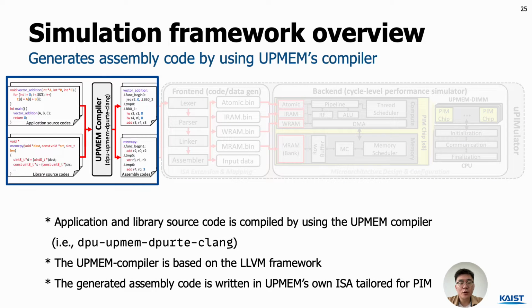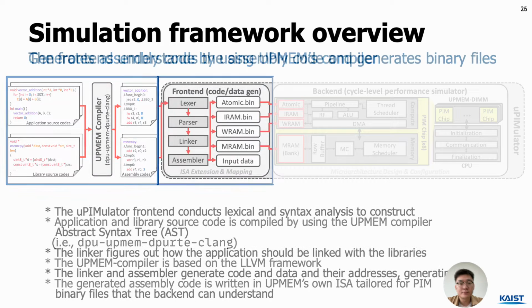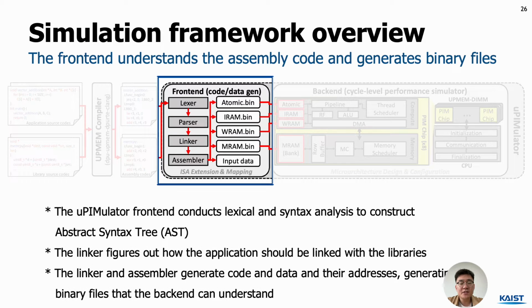We use UPMEM's open source compiler called UPMEM DPU-RT Clang, which is based on the LLVM framework. This compiler generates assembly code that is written in UPMEM's own ISA tailored for PIM. The front end of our simulation framework conducts lexical and syntax analysis to construct an abstract syntax tree. Then the linker figures out how the application should be linked with the UPMEM libraries. The linker and assembler generate binary files in ones and zeros that the backend can understand.